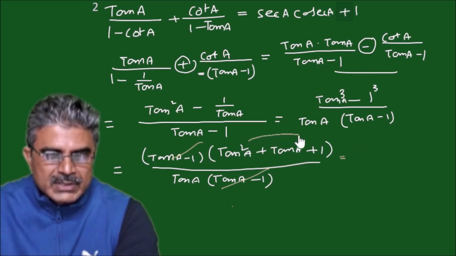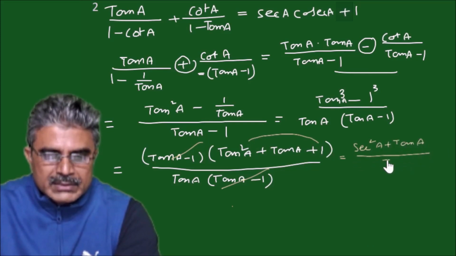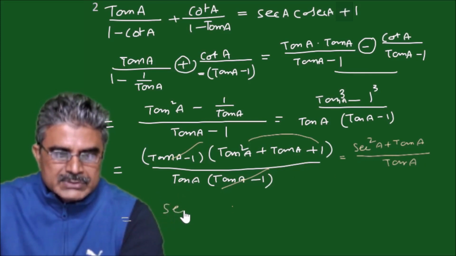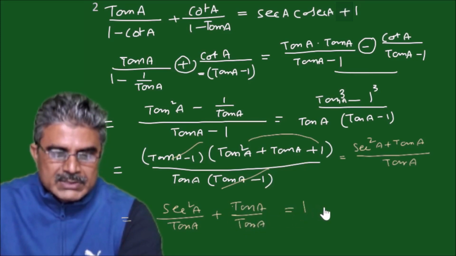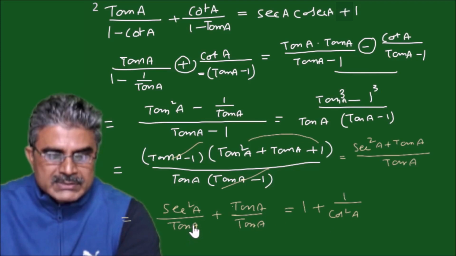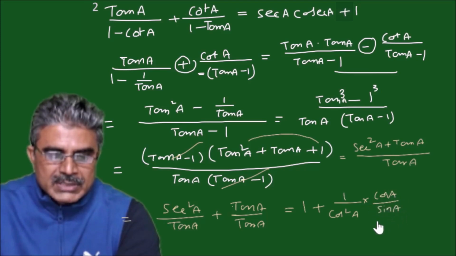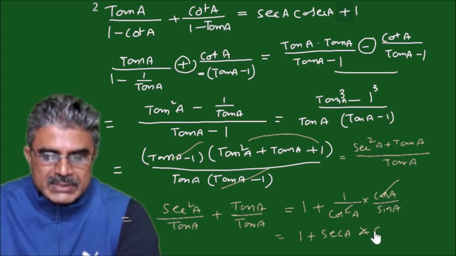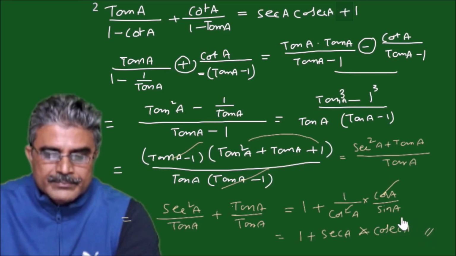So which is equal to tan square A plus 1, which can be written as secant square A plus tan A, divided by tan A. I want to split this denominator into two terms so that we will have secant square A by tan A plus tan A by tan A, which gives tan A by tan A is 1, plus secant square A can be written as 1 by cos square A. This tan A can be written as sin A by cos A and it will be reciprocated so that you will get cos A on top by sin A. One cos A gets cancelled and the remaining thing is 1 plus 1 by cos A, which can be written as secant A, into 1 by sin A, which can be written as cosecant A, which is the RHS.